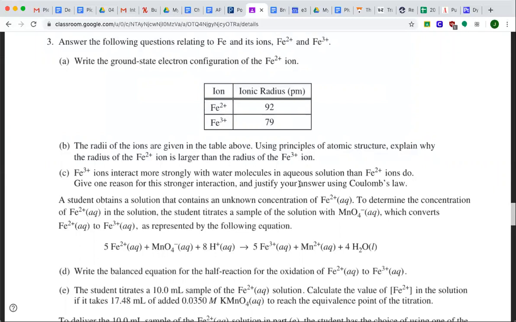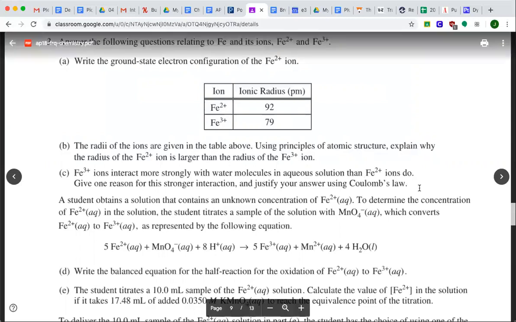the number of protons. And then Fe3+ ions interact more strongly with water molecules in aqueous solution than Fe2+ ions do. Give one reason for this stronger interaction. Justify your answer using Coulomb's law. So you've got a stronger charge, Fe3+, and Coulomb's law says that opposite charges attract each other. Water has partially negative oxygen atoms because it's a polar molecule, and so those O atoms with a partial negative charge are going to be attracted more strongly to a more positively charged ion, Fe3+, versus the less positively charged Fe2+.